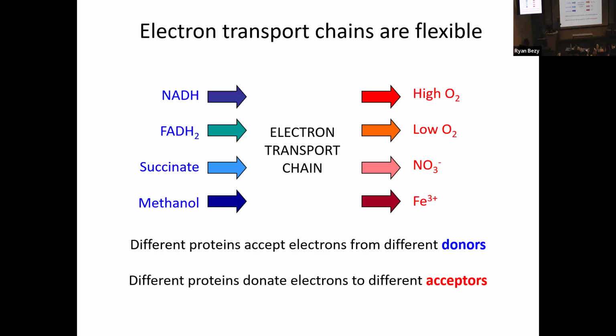What I'm pointing out here is that electron transport chains, especially in bacteria, are very flexible. They can have different electron donors, and then different possible electron acceptors at the end of the chain. So this is going to be the start, and this is going to be the end. But no matter what it uses as a donor or an acceptor, it's making proton motive force.